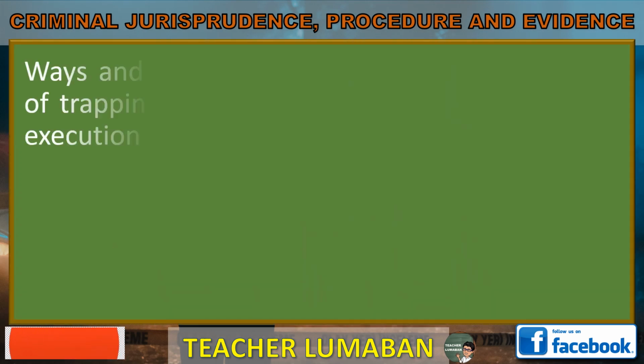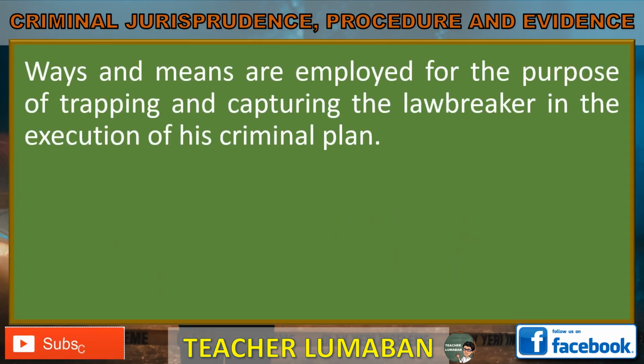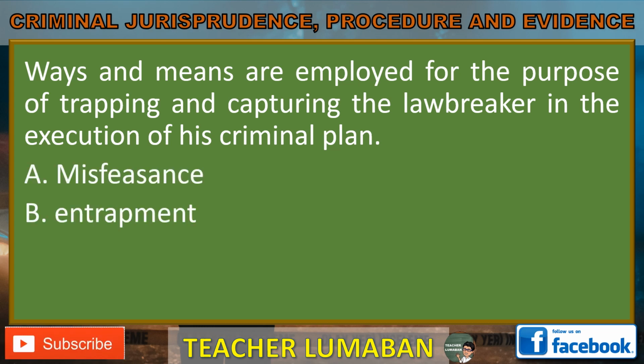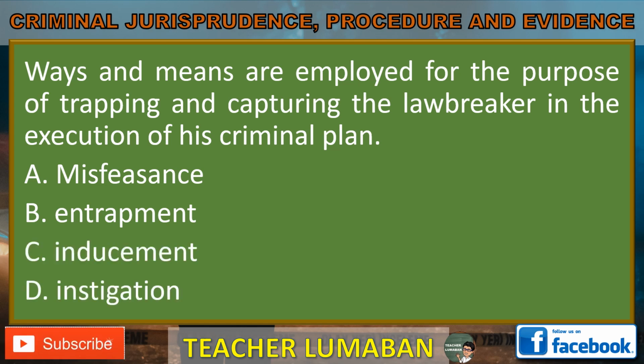Ways and means are employed for the purpose of trapping and capturing the lawbreaker in the execution of his criminal plan. Letter A. Misfeasance. Letter B. Entrapment. Letter C. Inducement. Letter D. Instigation. In the next 5 seconds, select the best response from the available options. 5, 4, 3, 2, 1. The correct answer is B.